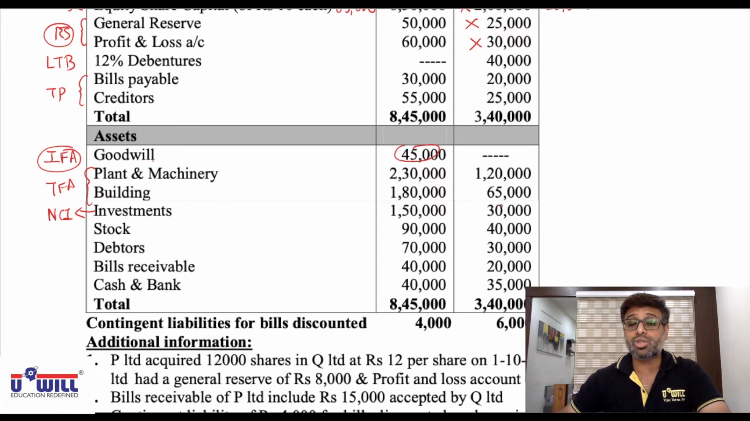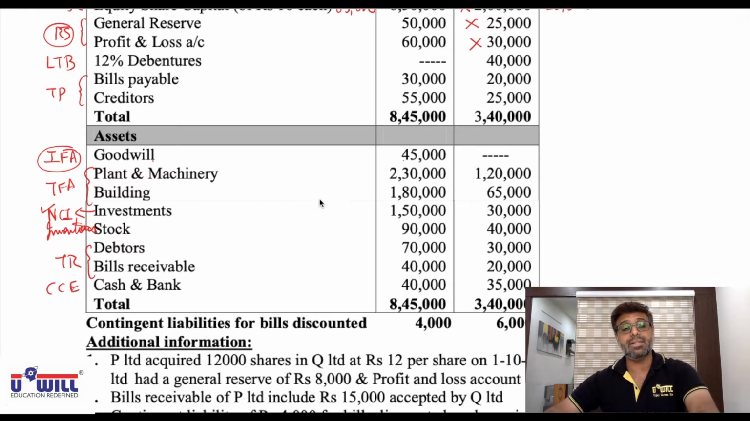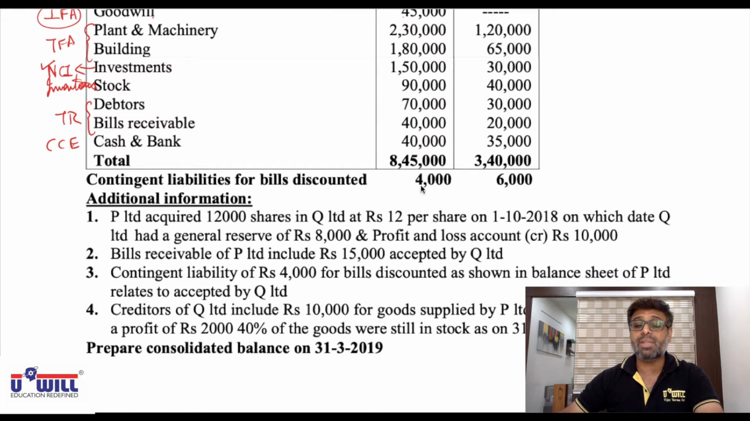And also subsidiary company's 30,000 of investments are also there. So these investments which are outside investments other than the shares will continue to appear in non-current investments. So don't put a cross on investment right now because it is not mentioned in the shares of subsidiary company. Stock will come in inventories. Debtors and bills receivable will come in trade receivables. Cash and bank will come in cash and cash equivalents. Also, we have contingent liability for bills discounted. So if any intercompany adjustment is there, you will simply minus it from contingent liability.